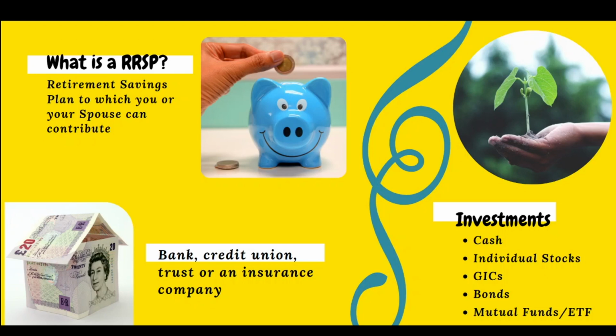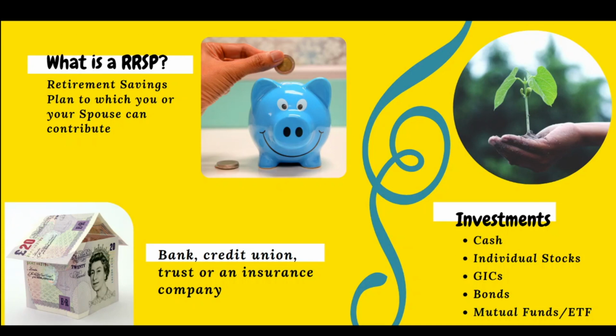What is an RRSP? An RRSP is a retirement savings plan to which you or your spouse or common law partner can contribute. RRSPs were introduced in 1957 by the federal government to help Canadians save for retirement. You can set up a registered retirement savings plan through a financial institution such as a bank, credit union, trust, or an insurance company. RRSP investments can be cash, individual stocks, GICs, bonds, mutual funds, ETFs, etc., or a combination of any of these.